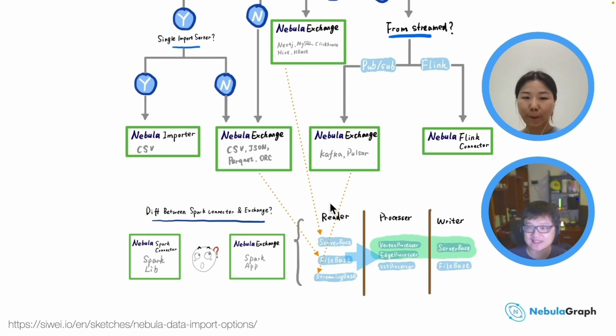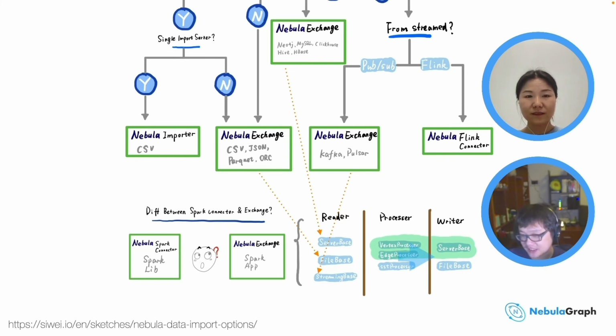As the slide shows, when you're talking with data sources of different databases, you are actually relying on the server-based reader. And when you're talking to file-based sources, you use a file-based reader underneath. And of course, you are using the streaming-based reader when you're talking to Kafka and the parser. Inside Exchange, the reader will read the source and process it with the different types of processor.